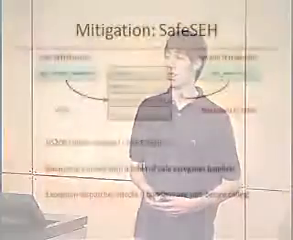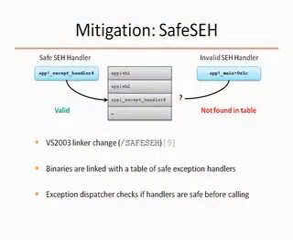So the mitigation to this is Microsoft introduced a linker change into Visual Studio 2003 called safe SEH. And what safe SEH does is, at link time, it builds a table of safe exception handlers, and it includes that statically in the binary. These are exception handlers that it knows are the only valid ones that could be used if an exception occurs.